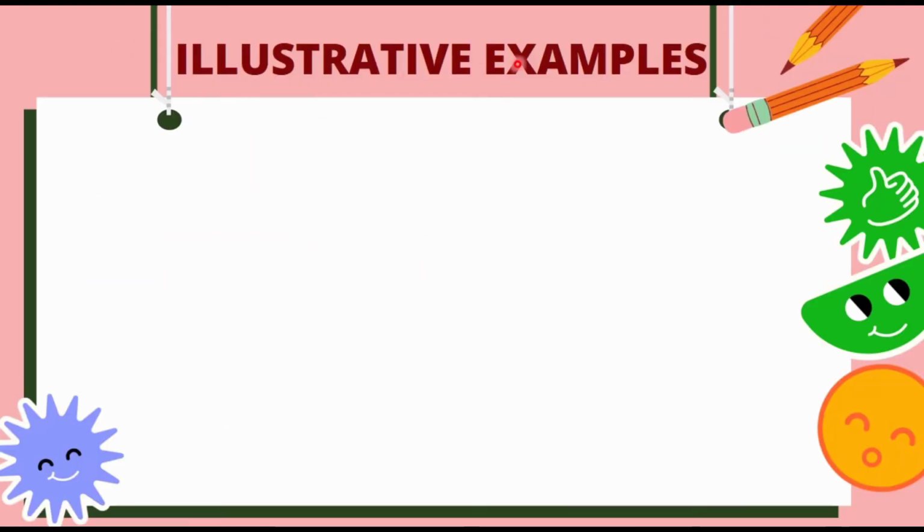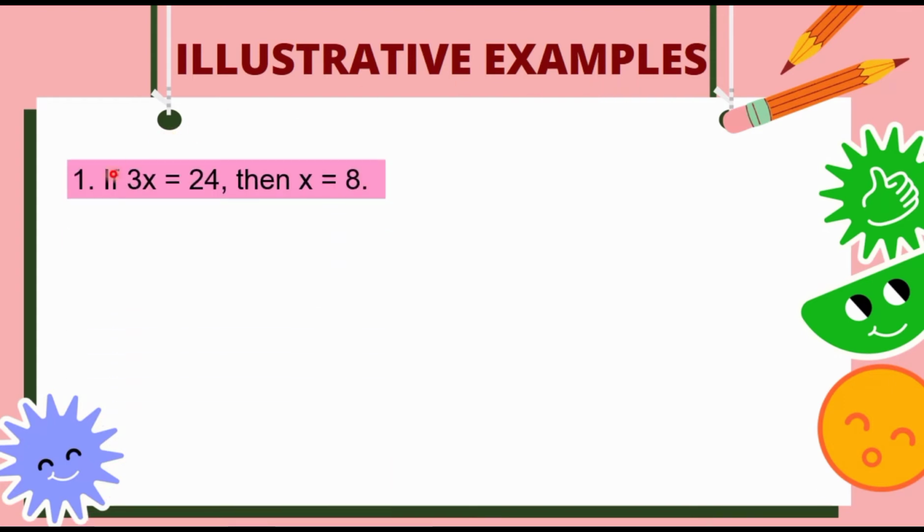Let us proceed to the illustrative examples for you to fully understand the content of if-then statement. So let us begin with example number 1. If 3x is equal to 24, then x is equal to 8. So this conditional statement can be true or false. So let us assess if it is true or false. When you divide both sides by 3, the answer is 8. Now, since the answer is 8, this is a true conditional statement since there is no other value of x that will make the equation 3x is equal to 24 true except 8.